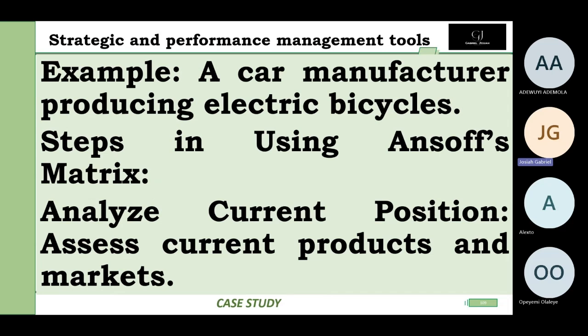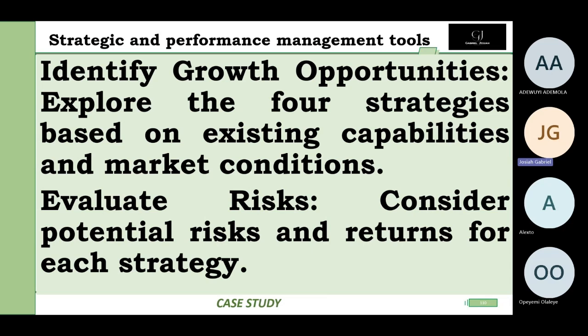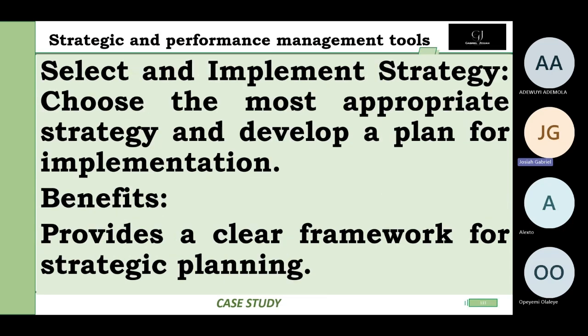So, steps in using this model: you need to first analyze the current position of your product. You need to assess the current products and assess the market. Then identify growth opportunities based on your first assessment. Explore the four strategies based on existing capabilities and the market conditions. Then your risk assessment and evaluation: consider potential risks and return for each strategy is the next step. Then you select and implement your strategy.